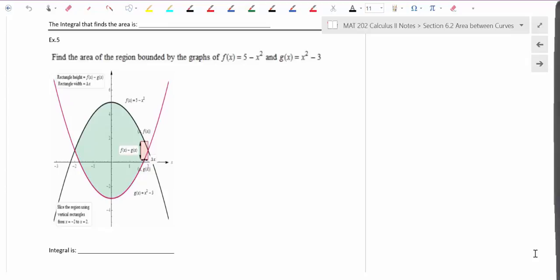Beautiful introduction to a demonstration on how to find the area between two curves using calculus and Riemann sums.